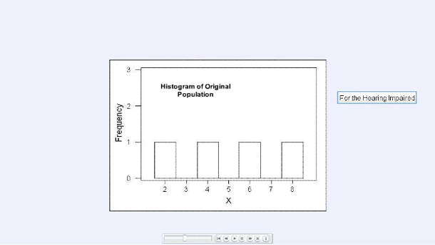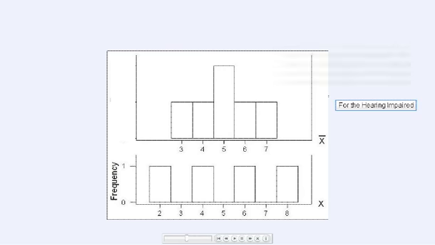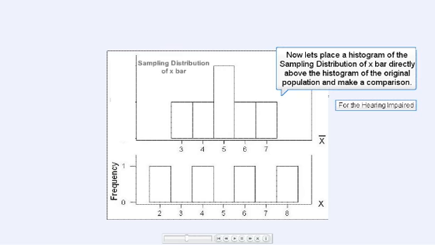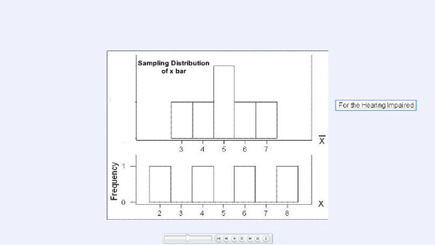But before we assign our probabilities, let's take a look at what a histogram of the original population looks like. Now let's place a histogram of the sampling distribution of x bar directly above the histogram of the original population and make a comparison.